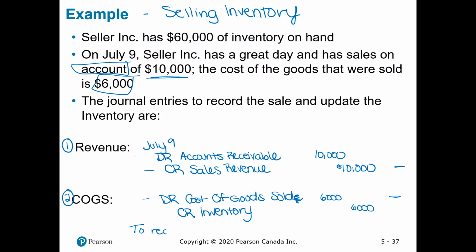So we would say here to record sale and cost of goods sold, something like that. Or if we did it as two entries, to record cost of goods sold, and up here we would say to record sales revenue.